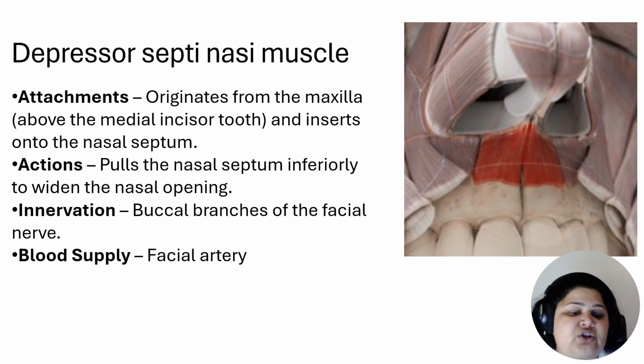Buccal branch of the facial nerve innervates the depressor septi nasi muscle. Whenever you see something around this area, by default understand it is innervated by the buccal branch of the facial nerve. Blood is supplied by the facial artery. Trust me, most of the facial muscles are going to be supplied by the facial artery.